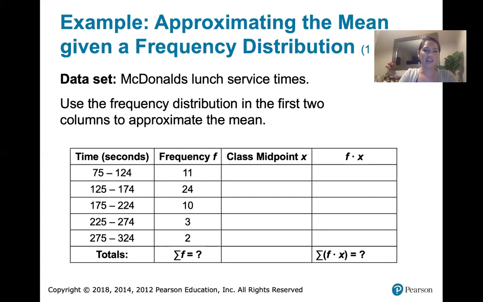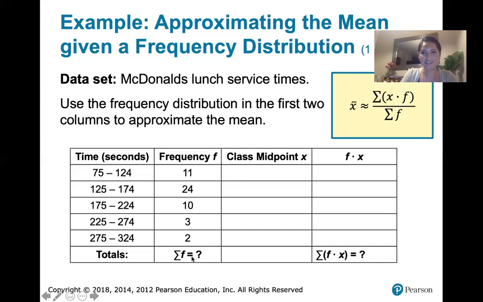So if we're looking at the sum of those values, that's the same as saying we've got 11 customers here, 24 customers here, 10 customers here, 3 customers here, and 2 customers here. How many total customers do I have? Well, I just add them all together. So that's giving me the same number as the sample size n. It's just representing it in a different form. So we're going to compute the sum of those frequencies for our denominator in our approximation of the sample mean.